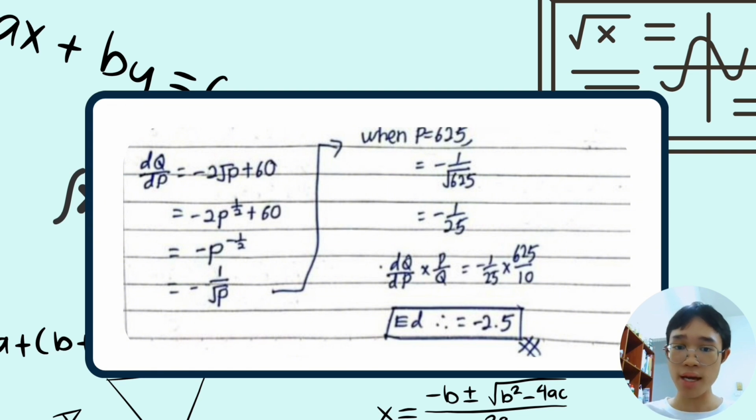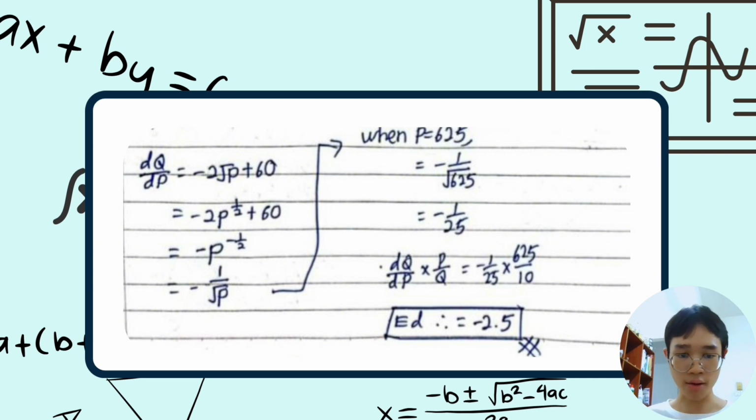And then we already found the value of P, so we can substitute the value of P into this function, and we find that the value for delta Q divided by delta P is equal to -1 over 25. So for now, we already found all the values, so we can combine them together to find ED. That is -1 over 25 times 625 divided by 10, so we find the value of ED is equal to -2.5.